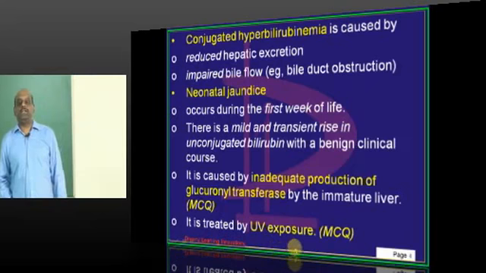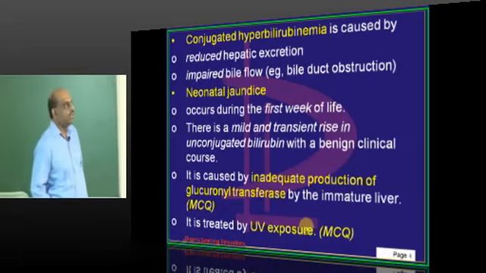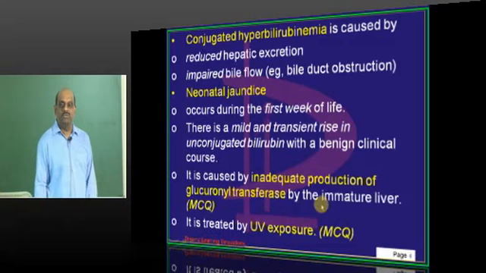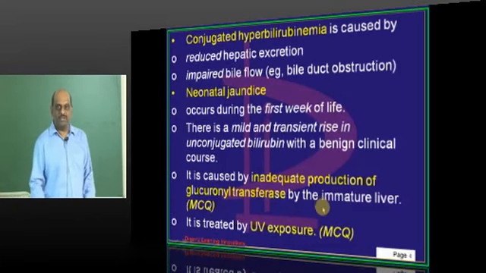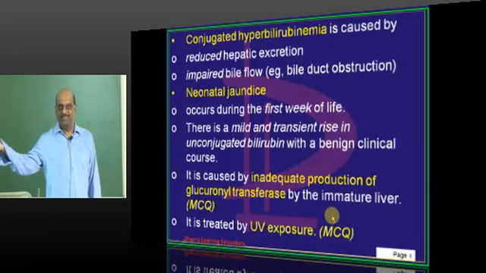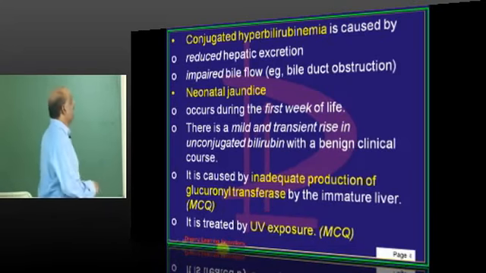Any bile duct obstruction. If the bile duct is obstructed, bilirubin doesn't know how to go into the gut, obstructive jaundice. Then also it becomes stagnated in the liver and it will slip into blood directly and lead to conjugated hyperbilirubinemia.